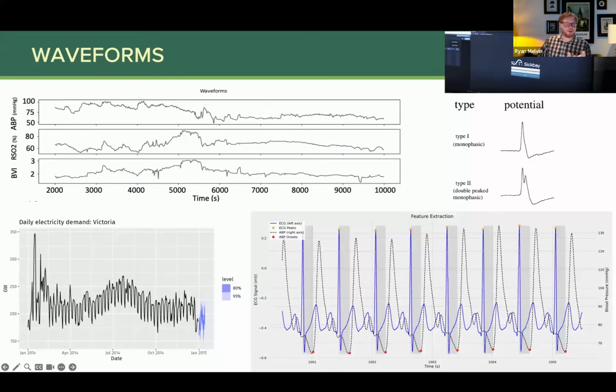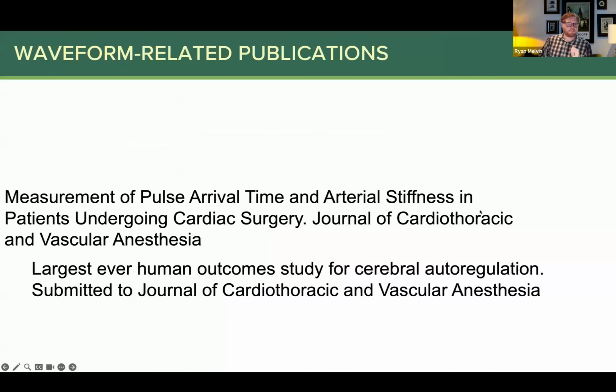Like I said, our department has been collecting this data for 4 years now. We've had a few ideas, and I'll share a couple of those with you. We just got one published where we were measuring pulse arrival time. That plot I just showed was related. That's how long it takes for your pulse to get from your heart to your wrist.